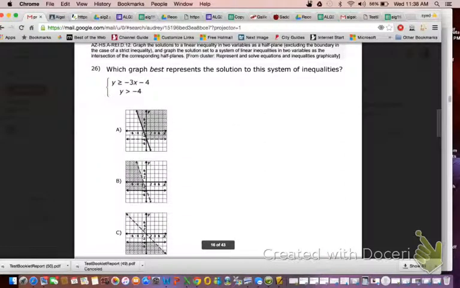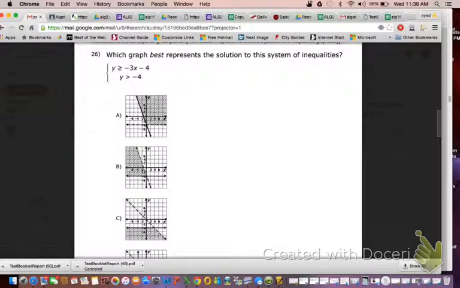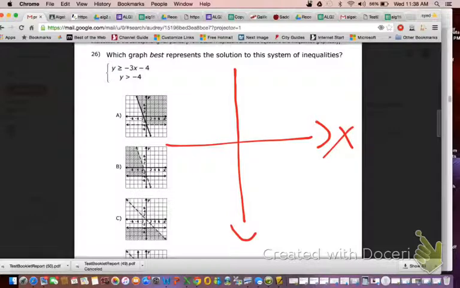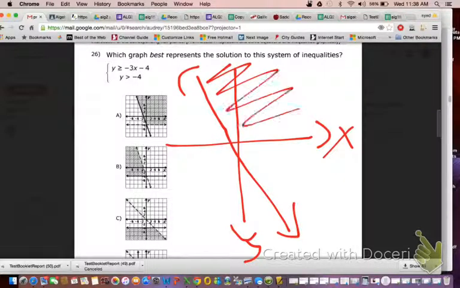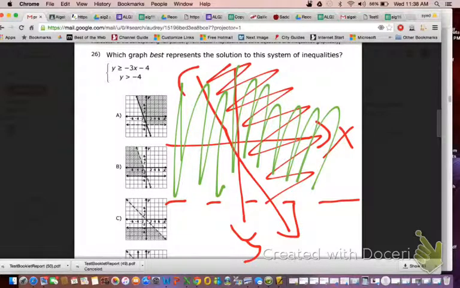26. Let me go down all the way. Can't. So 26 is going to be the first equation, you can just approximate it for this type of problem. Something like this. It's going up, so it's going to go this way. And the other one is a dashed line right here going up. So it has to be choice A.